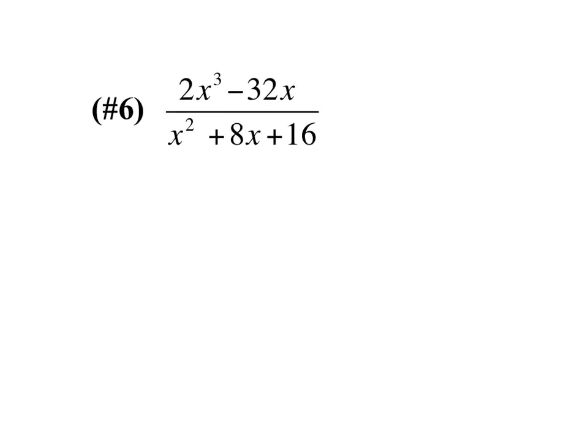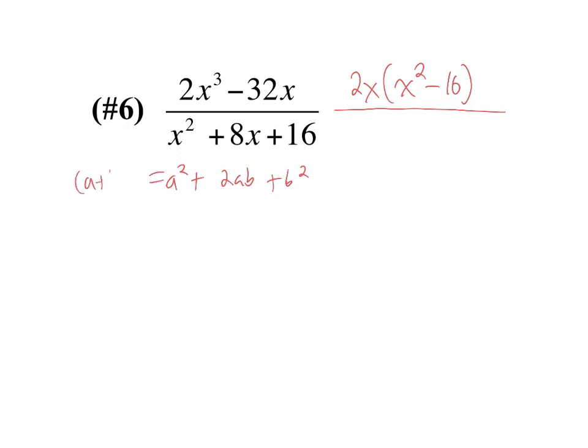Okay, is there a GCF we can pull out of the top or bottom? There is. We can pull out a 2x. And then we have, what, x squared minus 16? We divide, and then on the bottom, this is called a perfect square trinomial. A perfect square trinomial is a squared plus double ab plus b squared, and that factors to a plus b quantity squared. So this actually is a perfect square trinomial.